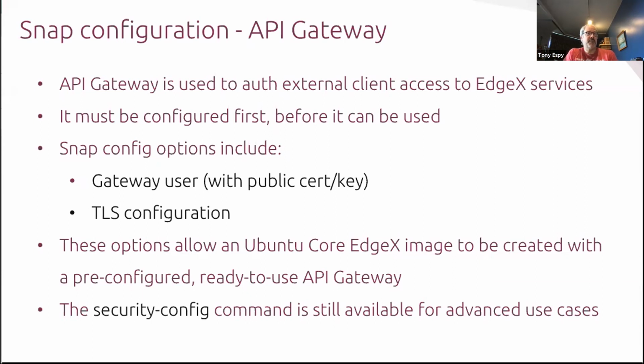And we also added some snap config options to allow you to easily configure TLS. By default, Kong generates its own self-signed certificates. That's great for POCs, but you might have a POC that you actually want to deploy in a real customer site. In that case, you might be required to actually use some real certificates. So we've made it fairly easy to do that as well. The bottom line is these options allow you to build an Ubuntu Core EdgeX image with a pre-configured, ready-to-use API gateway.